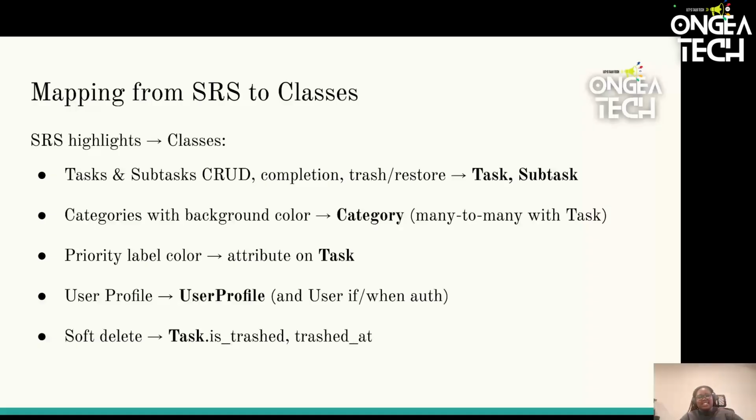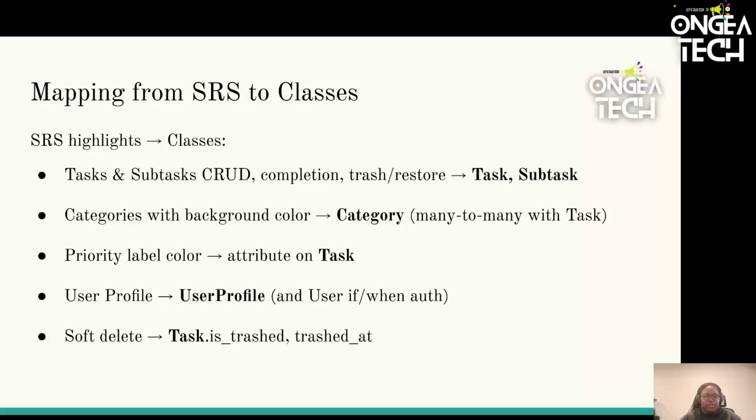So, we also have a priority label. I know that's like a feature, but if you look at it, it will still fall under task, the task class, and it will be an attribute of the task class. And then the user profile, excuse me, in the SRS will be its own class. It will have a user profile class.